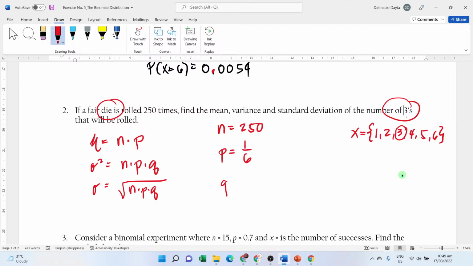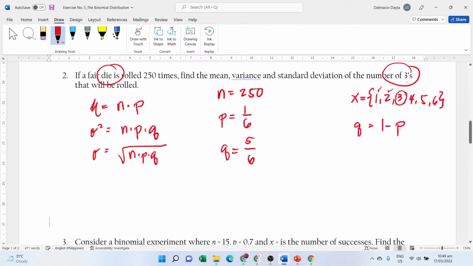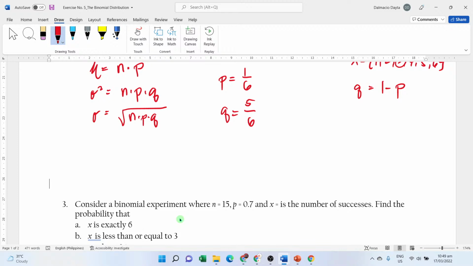Okay? And then Q is 1 minus P. Sinulat na natin yan sa taas. But actually, Q is not 3, because ilan ba dyan ang hindi 3? 5. Yung 1, 2, 4, 5, and 6. So Q is 5 over 6. Actually, mas madali pa nga yung pag-solve ng mean, variance and standard deviation of a binomial distribution. So let's start solving for the mean. The mean will be n times p, that is 250 times 1 over 6.